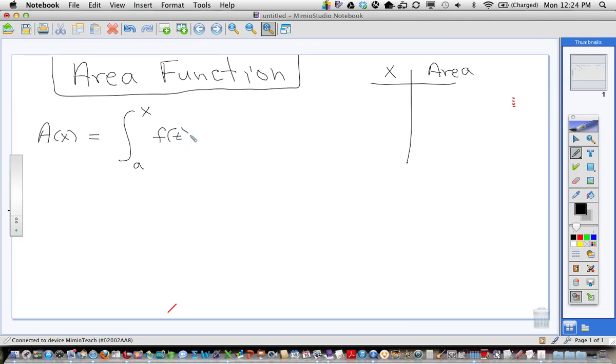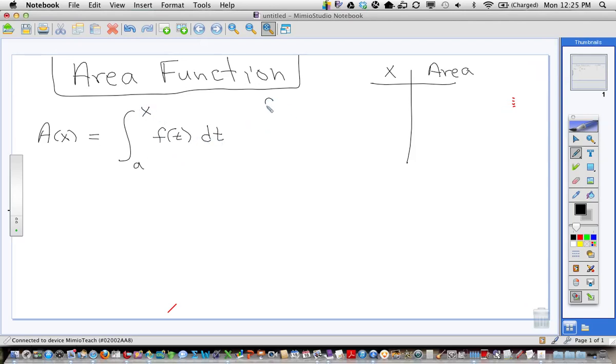And why do I have to use t's inside of here? Because we're already using x up here as the right endpoint of our area. We can't use x for two different things in the same problem. So the critical part is that the x inside the parentheses is the same as the x that's the right endpoint up here.